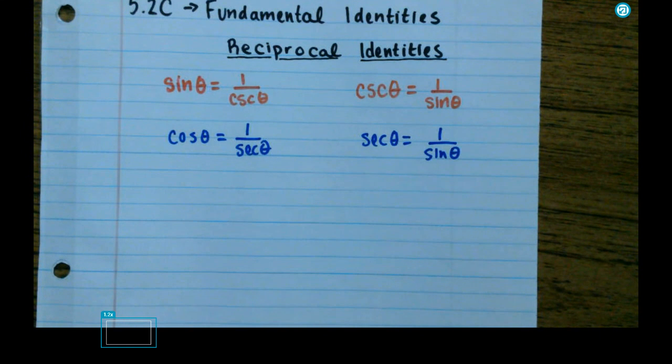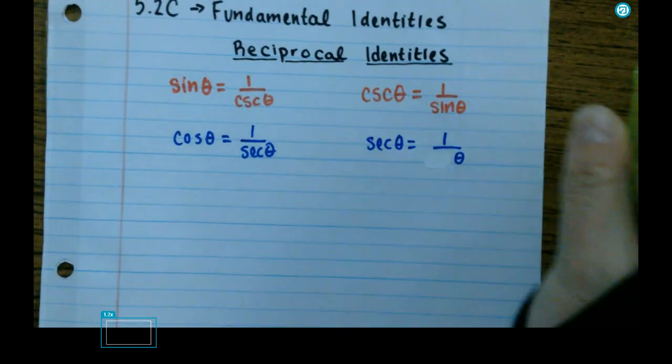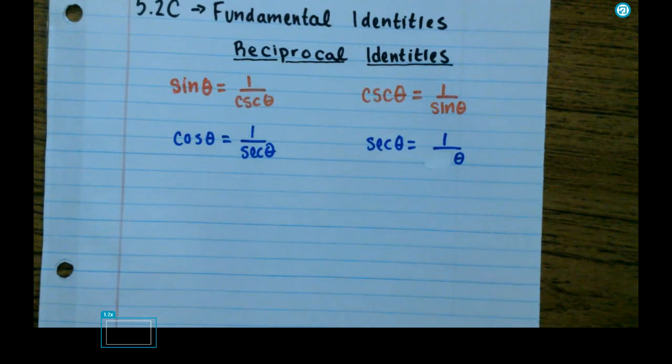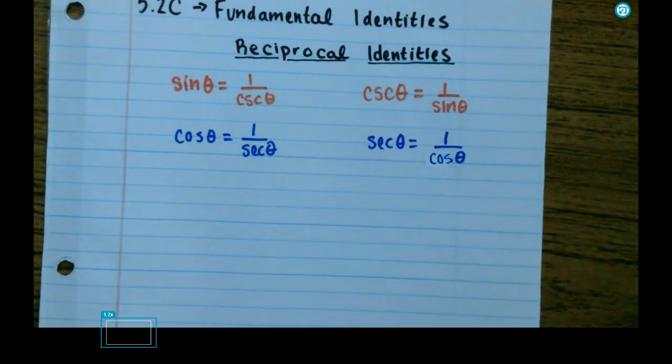Because I'm not thinking. It's cosine. Good eyes. Change that to cosine. Secant and cosine are reciprocals. Miss Ho is a silly goose. A little bit of sleep.